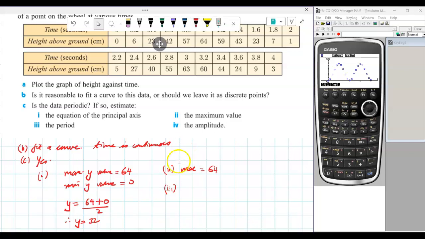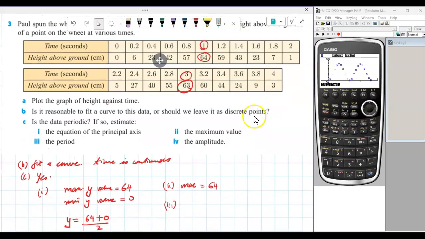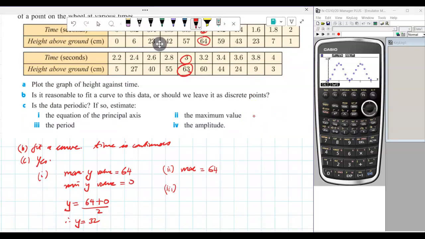Now, where is it 64? If you use trace now, one second. We can't trace any of these points. This point I want to select. Where is 64 the max? 64 is max at what time? At 1. Then 3, close to 64, 63. So what's the period? 2. So basically the graph is like this.